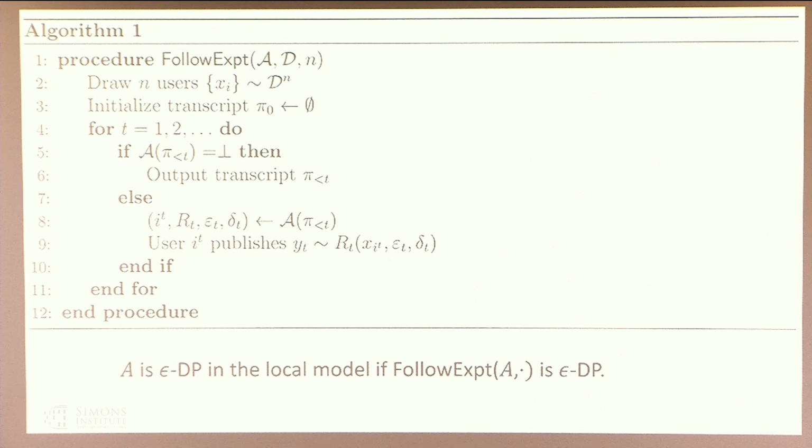Okay? So when I define what it means for a protocol to be epsilon differentially private in the local model, what I mean is that this algorithm, when instantiated with A, should be differentially private. The thing that this algorithm outputs is the transcript. So this running of the protocol, which maps data sets to transcripts, should be differentially private. That's what I mean.